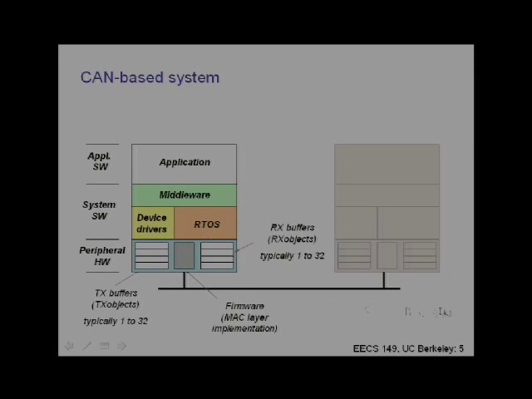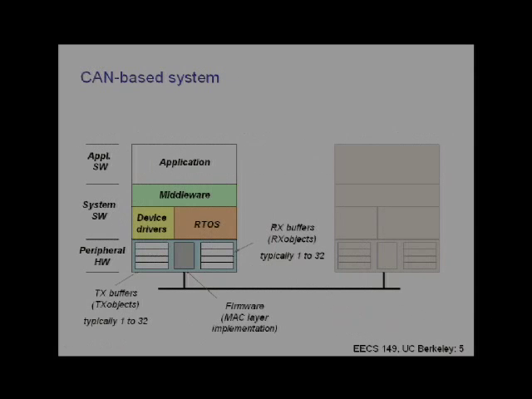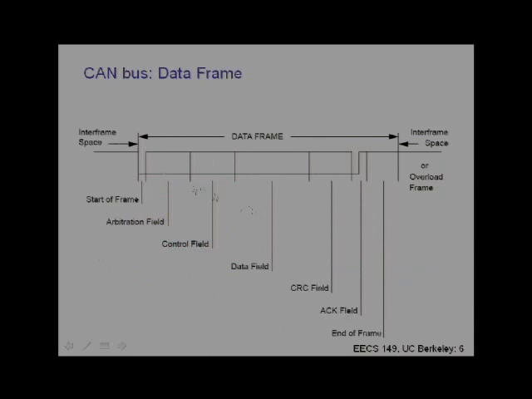So the question is, let's assume that this task which is running wants to send a message. It wants to put a message on the bus. So what is the structure of that message, and what's the protocol that it follows to put the message on the bus? Here's the structure of a data frame corresponding to a message.